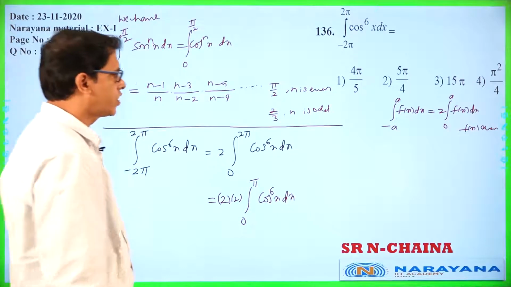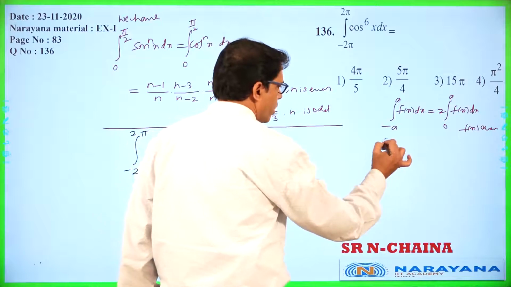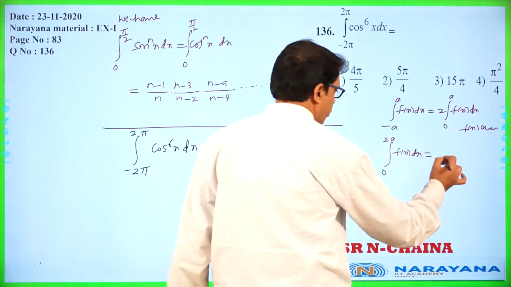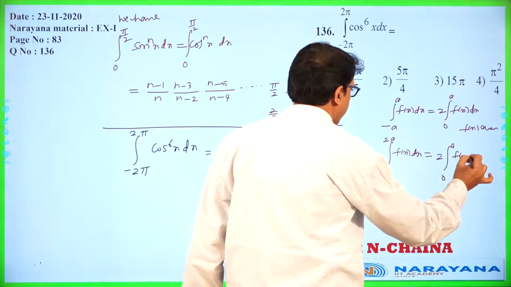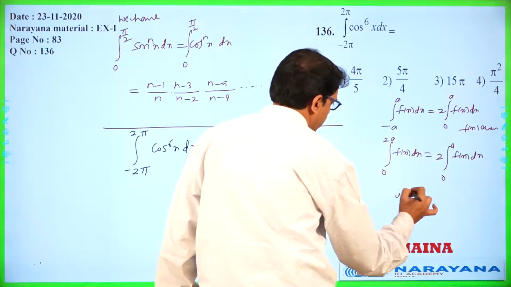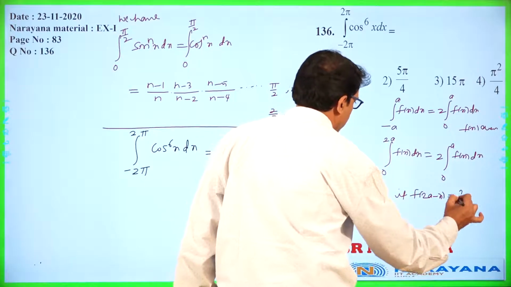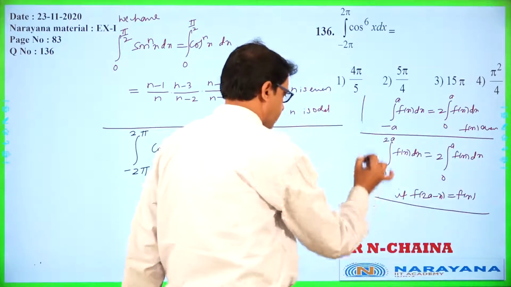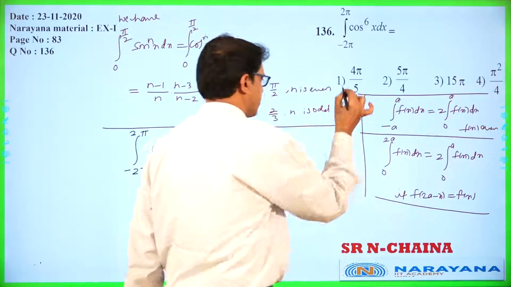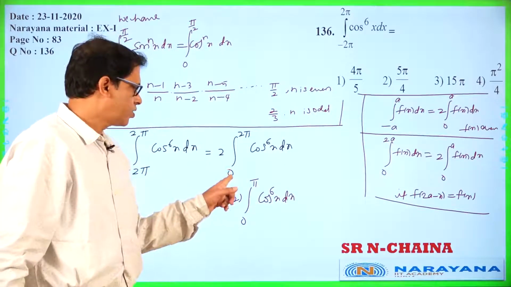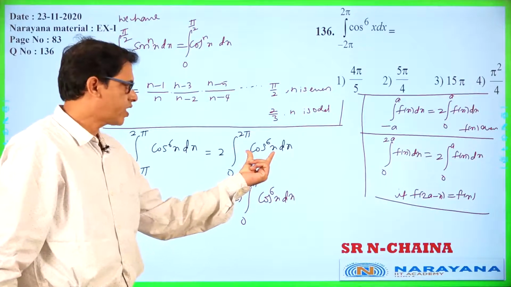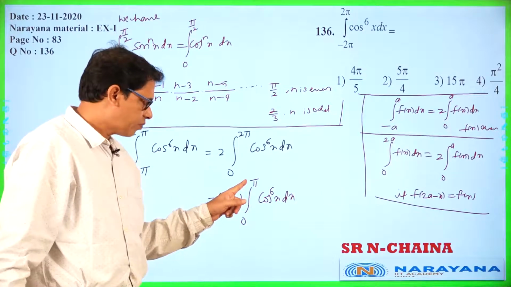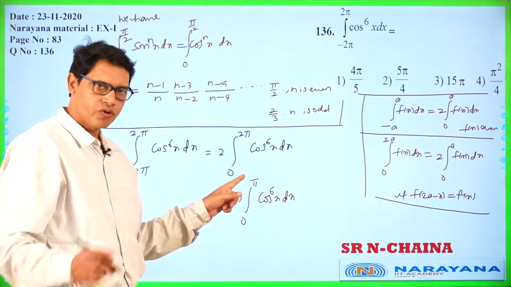Another formula. What is the formula? Integral from 0 to 2a of f of x dx equals 2 into the integral from 0 to a of f of x dx, if f of 2a minus x equals f of x. This is one formula, this is another formula. Now here, 0 to 2a: cos of 2 pi minus x equals cos x. That's why I can bring 2 here. Then again write pi as 2 into pi by 2.